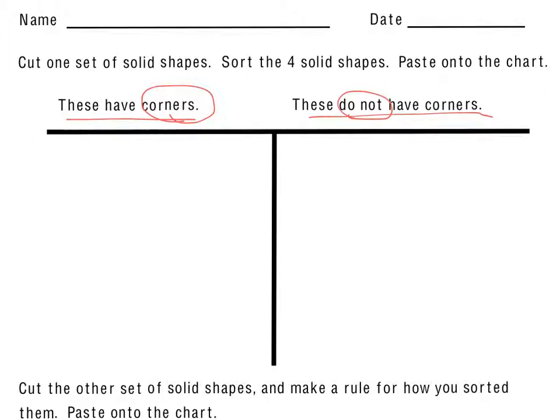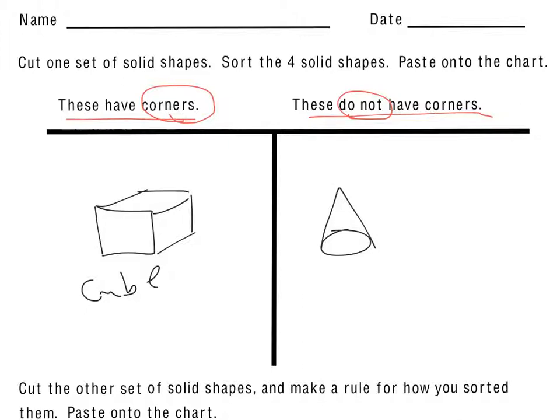So I'm not going to cut out my shapes because I'm doing this as a video, but I'll draw these shapes in. So the ones that I'm looking at that do have corners, my first one that has a corner is my cube. And out of those 4 shapes, that's the only one that is going to have a corner. The other ones don't have corners. So my cone, it has a point on the top of it, but I know that that's not a corner.